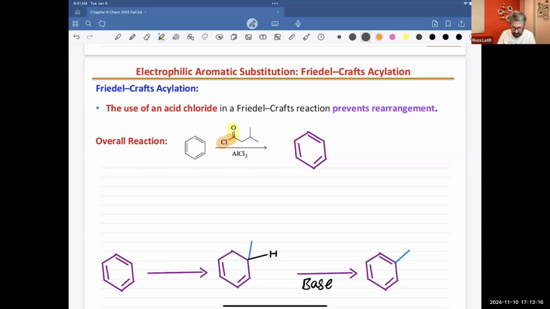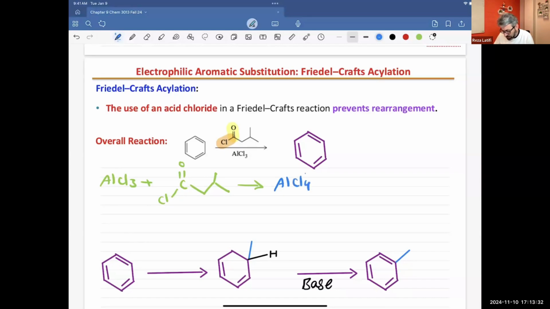Now the halide, we can get it out of the system. So if I take aluminum chloride and react it with this species, aluminum chloride will take the chloride, turning to AlCl4 with a -1 charge, plus we will get this species. Now, carbon has a positive charge. Is there any way to make the carbon more stable?